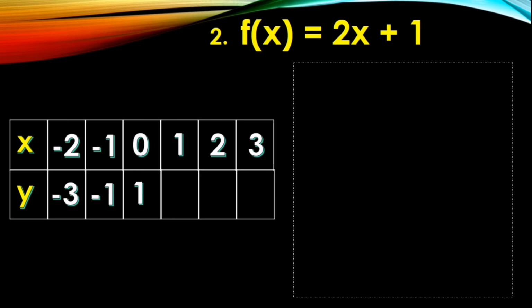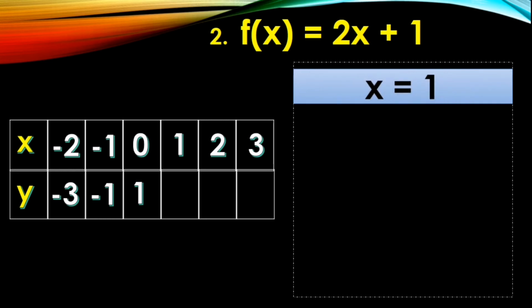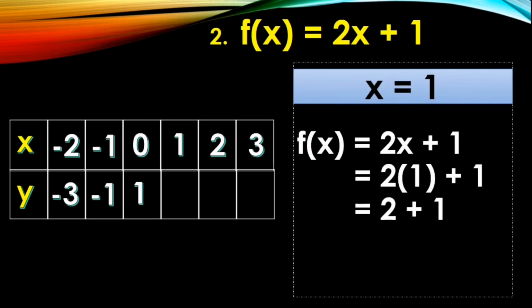What will be the value of y if x is equal to 1? So copy. Function f of x is equal to 2x plus 1. Substitute the value of x, which is equal to 1. That will become 2 times 1 plus 1. 2 times 1 is equal to 2. And then copy plus 1. 2 plus 1 is equal to 3. So if x is equal to 1, then y is equal to 3.